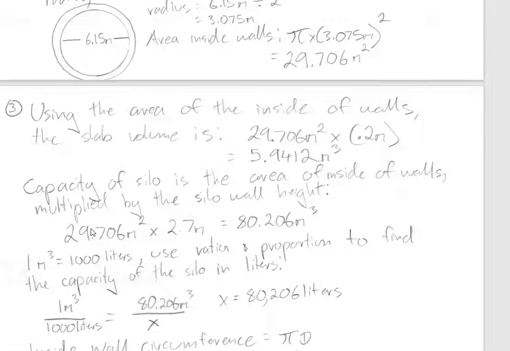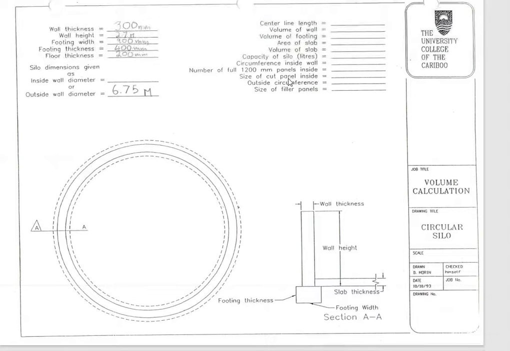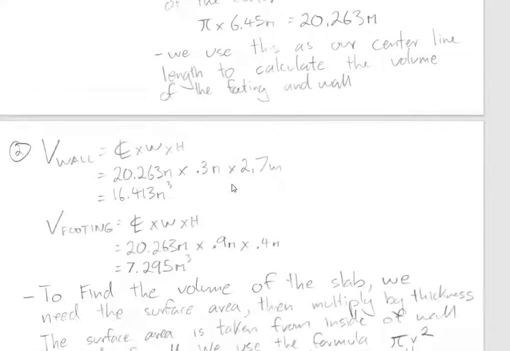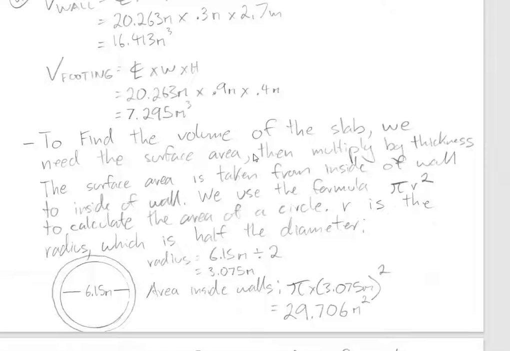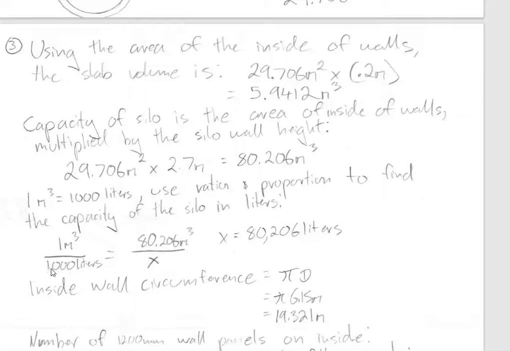So here I've done that calculation. 2.7 meters is the height of the walls. Here is our capacity of the silo in cubic meters, 80.206. Okay, the question does ask us what the capacity would be in liters. I had to look that one up just as a refresher. And we find that 1 cubic meter is equal to 1,000 liters.